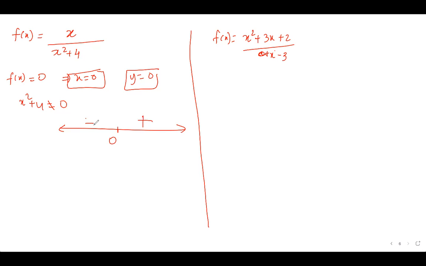If I take this side, it's coming negative. For the horizontal asymptote, we know that this is having degree of numerator lower than degree of denominator. So y equals 0 will become the horizontal asymptote. So just to sketch this graph approximately.